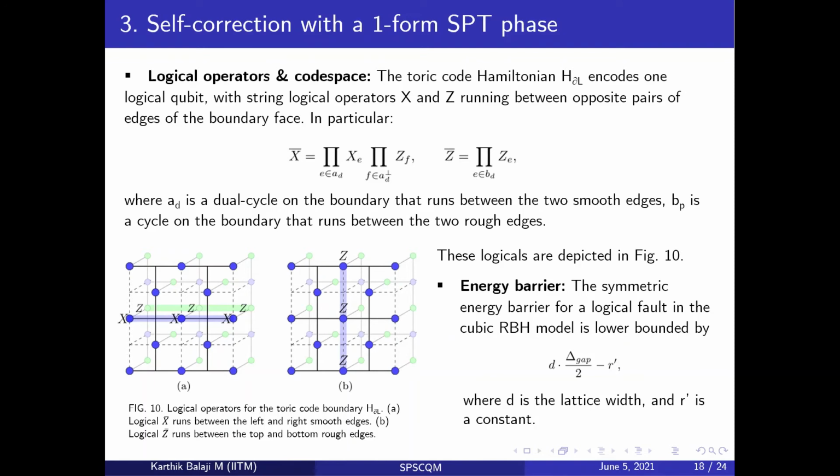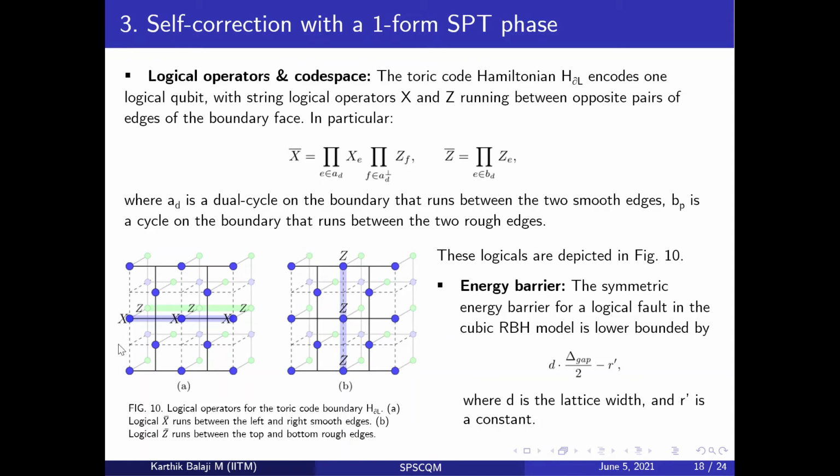Now let's look at the logical operators and code space for this RBH model, for this cubic RBH code. The total code Hamiltonian H_∂L encodes one logical qubit with string logical operators X and Z running between opposite pairs of edges of the boundary face. In particular, we have X bar and Z bar described by these following equations, where A_D is a dual cycle on the boundary that runs between the two smooth edges. B_P is a cycle on the boundary that runs between the two rough edges. And these logical operators are depicted in figure 10.